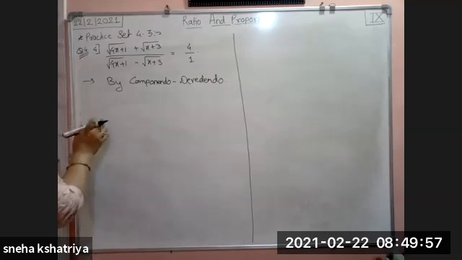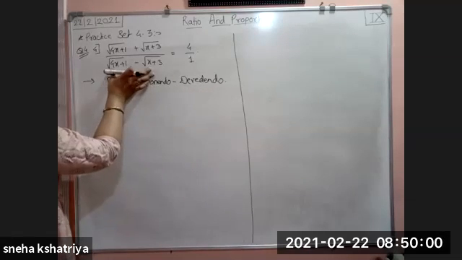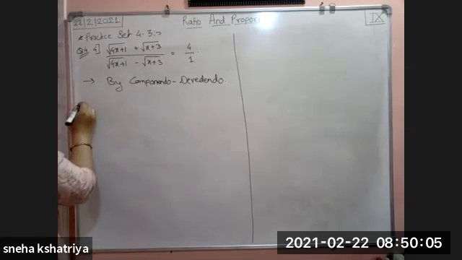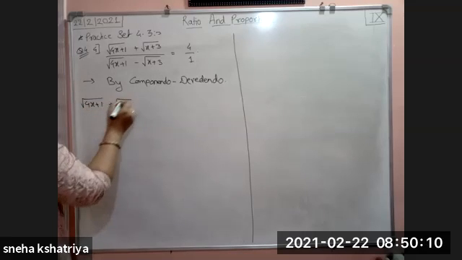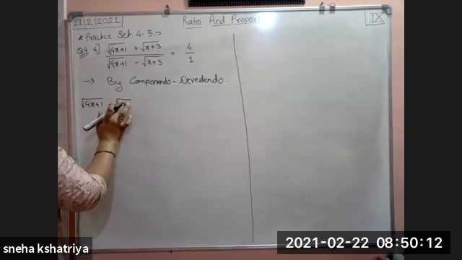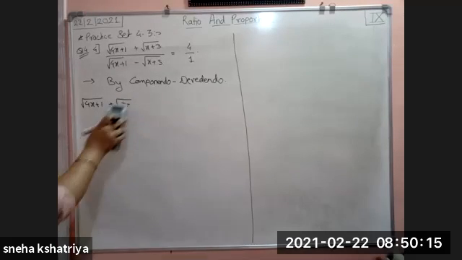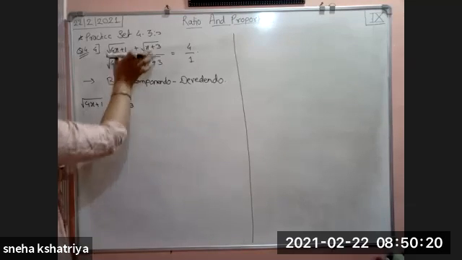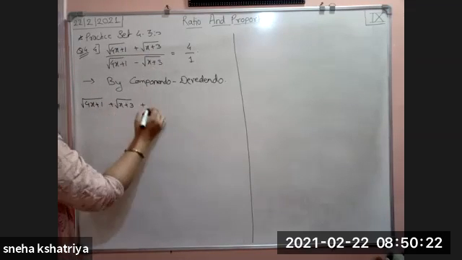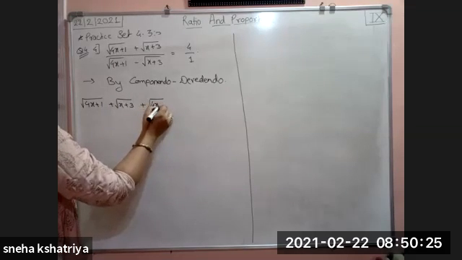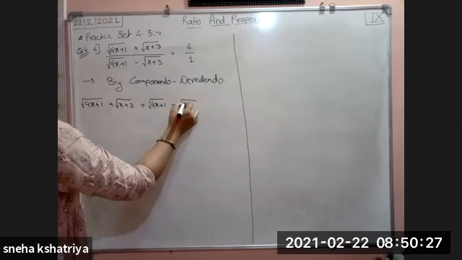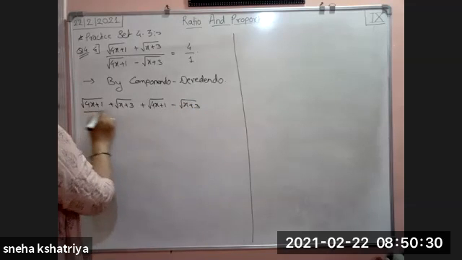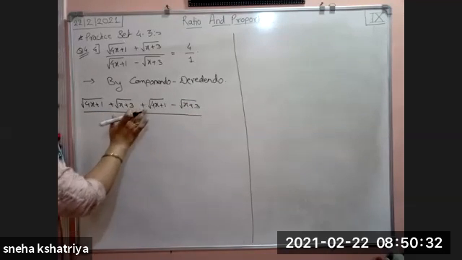Okay, so what we do in componendo and dividendo, we add the denominator in numerator and we subtract the denominator from numerator. So we will get here root of 4x plus 1 plus root of, sorry, it is not 4x here, it is x plus 3. X plus 3, this is numerator. We have to add the denominator. So we will get root of 4x plus 1 minus root of x plus 3. Same thing at denominator, just change the sign.